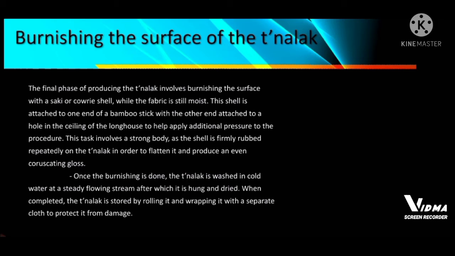Varnishing the surface of the tinalak. This is the final phase of producing the tinalak, which involves varnishing the surface with a sake or cowrie shell while the fabric is still moist. The shell is attached to one end of a bamboo stick with the other end attached to a hole in the ceiling of the longhouse to help apply additional pressure. This does involve a strong body as the shell is firmly rubbed repeatedly on the tinalak in order to flatten it and produce an even coruscating gloss.